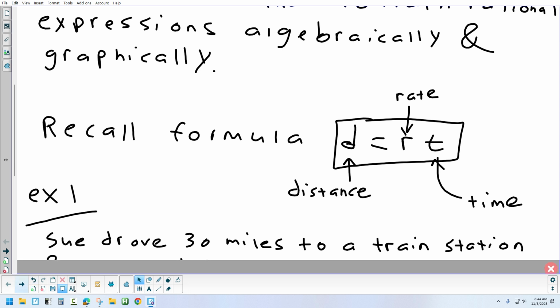All right, so what's going to happen in our problem is that Sue is going to be taking a trip. And to do her trip, she's going to take 2 modes of transportation. She's going to drive in a car for part of the trip, and then she's going to get on a train to do the rest of the trip. So she's going to take a car and a train, and I'm going to give you a little bit of information about each mode of transportation.